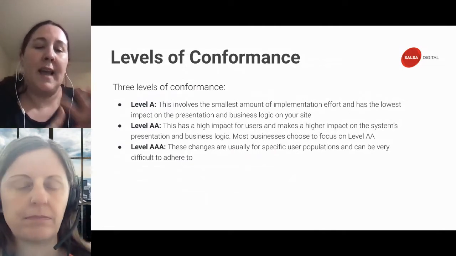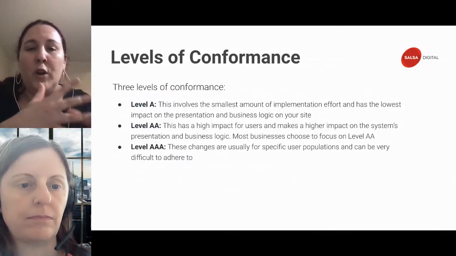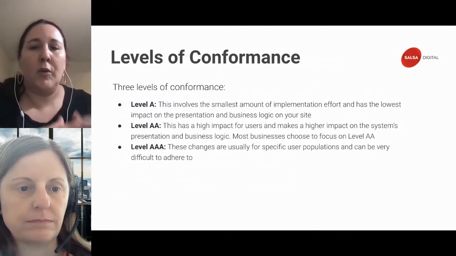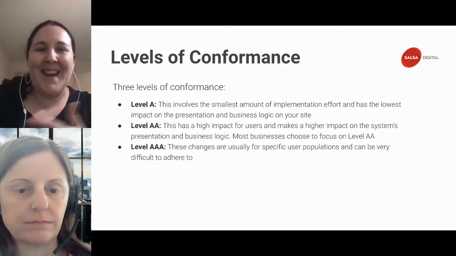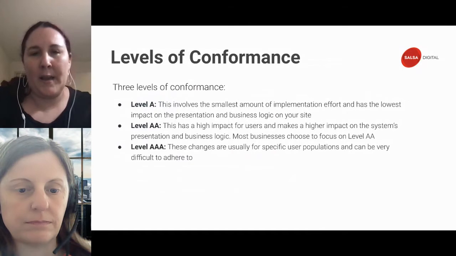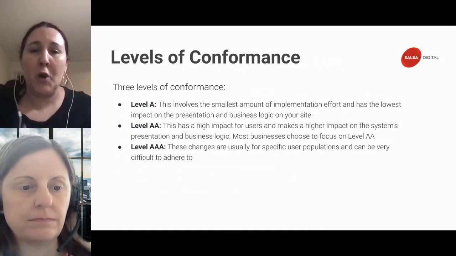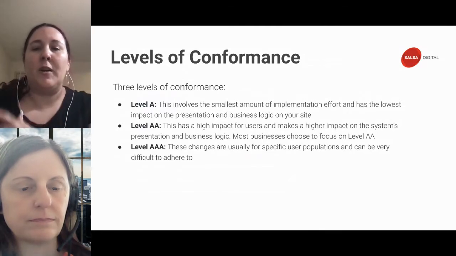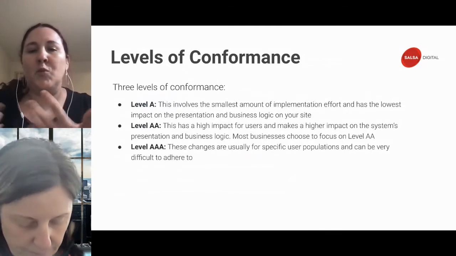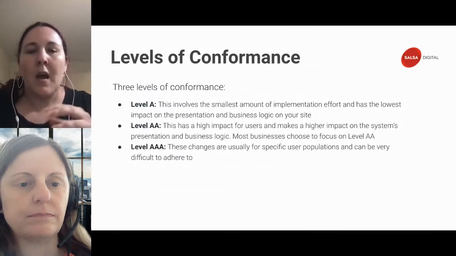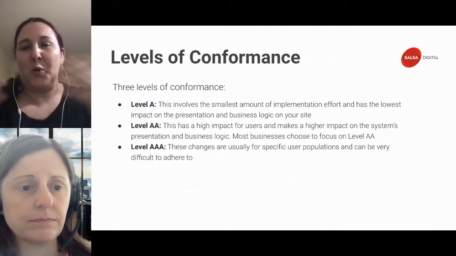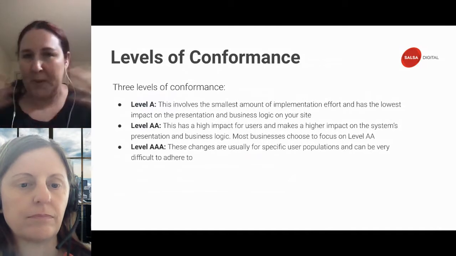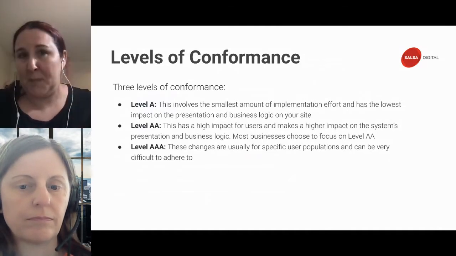2.0 AA, I should say, is really where a lot of the regulations across the world are focused. And so level AA, just so you understand what that means, really has a very high impact on users, whether it's WCAG 2.0 or 2.1, and of course has the higher impact on that presentation layer, code, all of those things. And it's why a lot of businesses choose to focus there. Some of it is because it's a regulation, but of course, really we're not doing this just because it's the law. We're doing it because we want to make sure that everybody has an equivalent experience as much as possible.